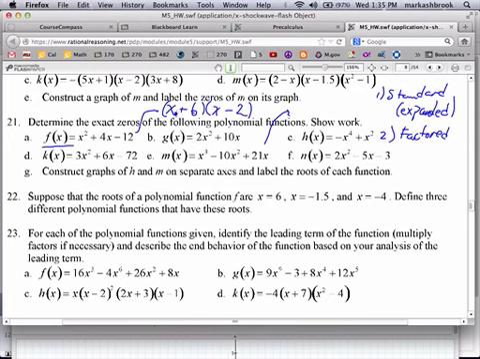Not collecting today, not till Friday. So this factor gives a root of negative 6. This factor gives a root of 2.